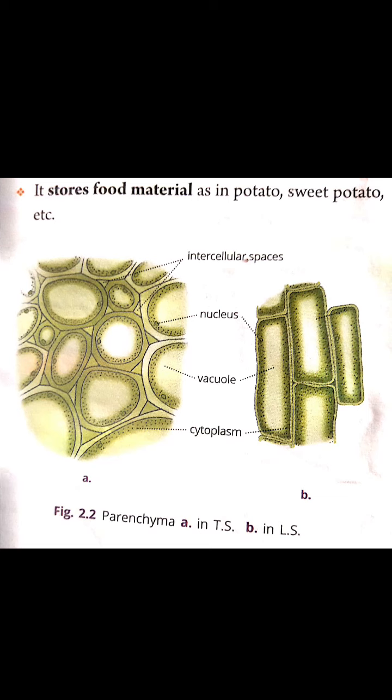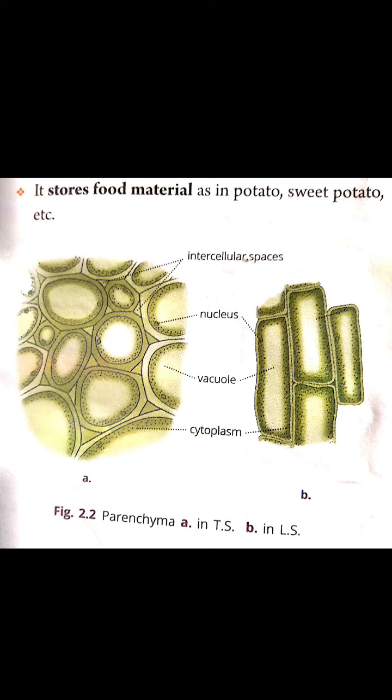Okay. Each cell encloses a single large vacuole. You can see here there is a large vacuole in the center. Okay, and there is a cytoplasm and a prominent nucleus. You can see here the nucleus, cytoplasm, vacuoles and intercellular spaces. These are the characteristics of parenchymatous cells.